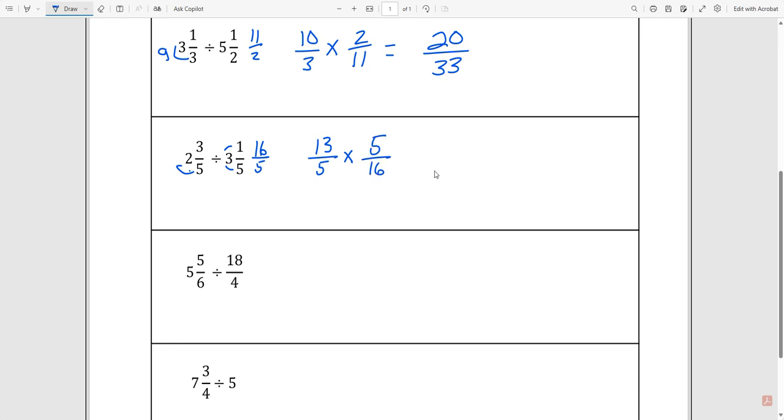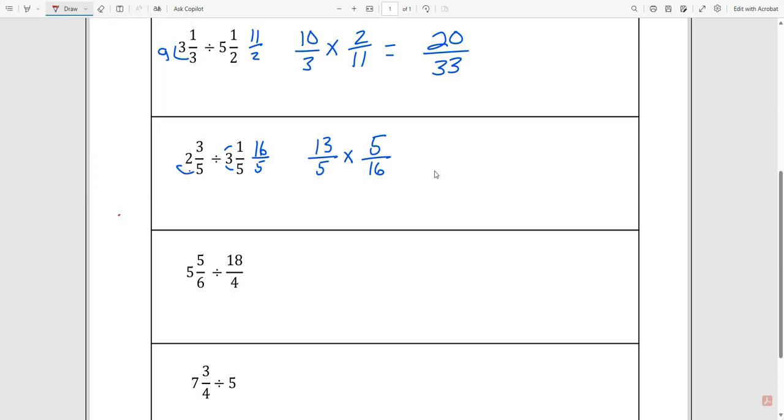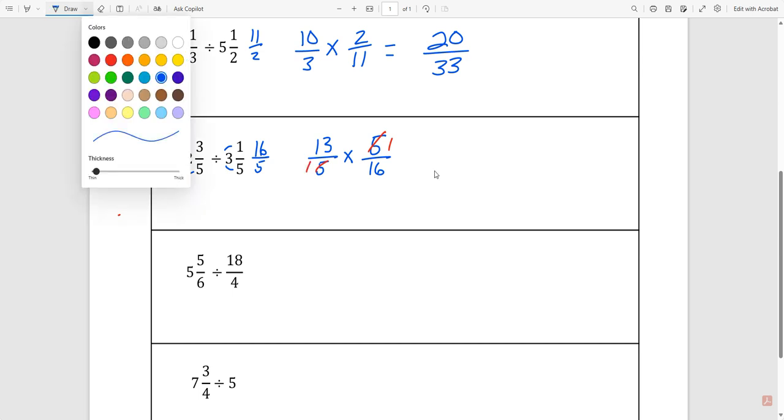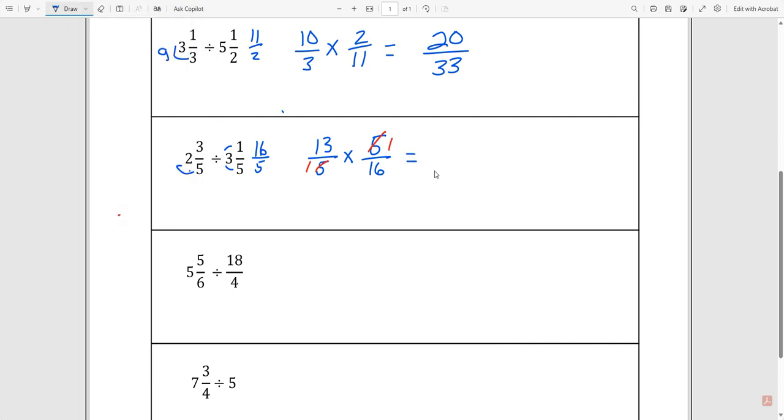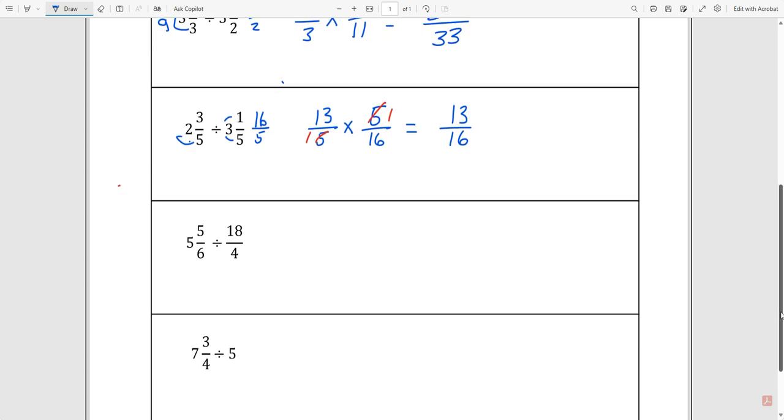We're going to change the operation and flip this over, and we have 5/16. And now I can simplify the two fives here. 5 goes into 5 one time, and 5 goes into 5 one time here. And then now I can just simply straight multiply these. 13 times 1 is 13, and 16 times 1 is 16. Okay, and we can't reduce there, and so we'll just leave it as it is. 13/16 is our final answer there.